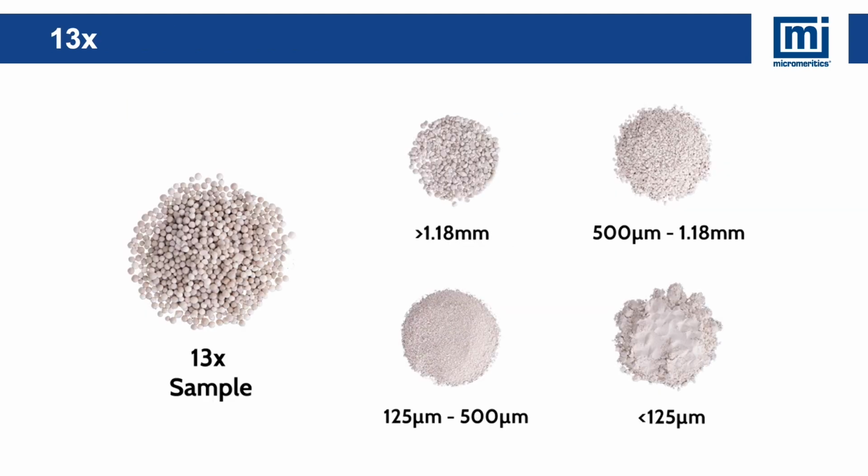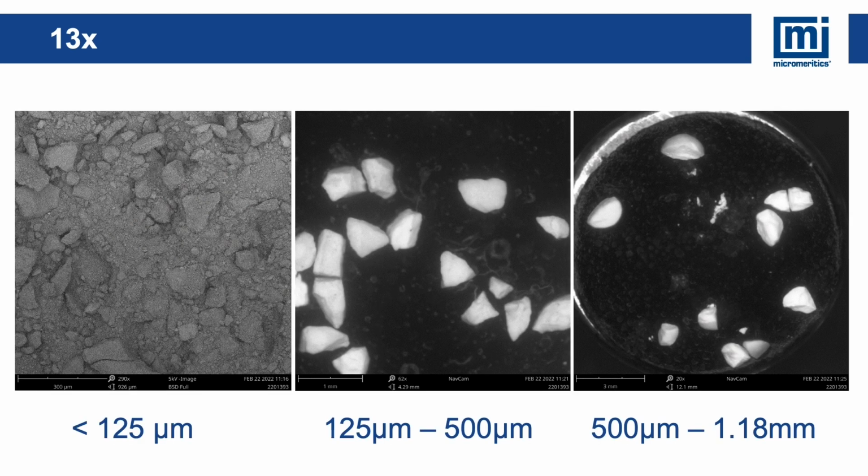The first sample we will look at is 13X. Here we can see the non-modified sample and all of the different particle size ranges. A scanning electron microscope was used to take images of the three lower particle size ranges. We can see the surface of the particles are not uniform and particles larger than the size range are present in the lower ranges.